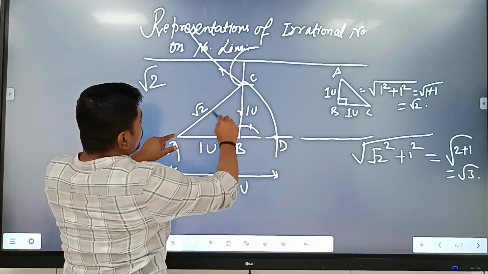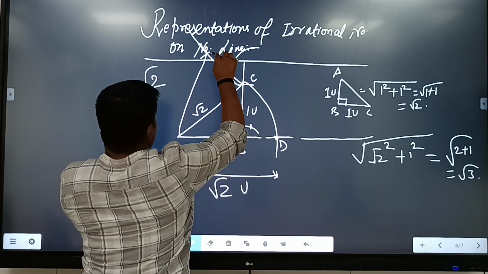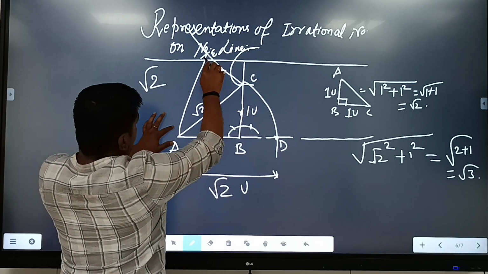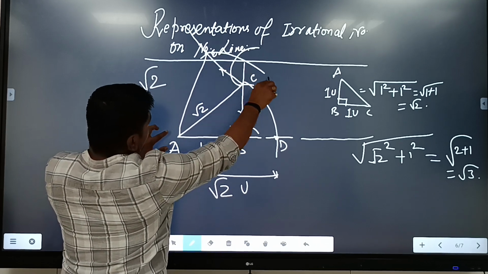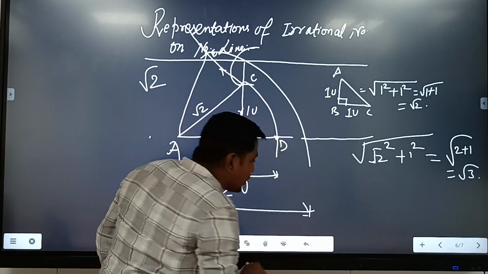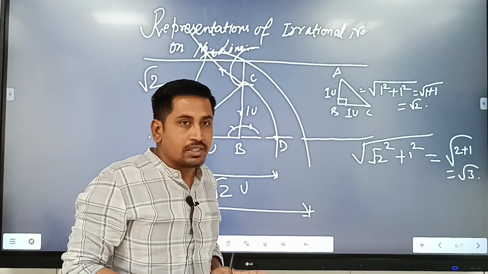Now this is root 2 and take an arc of 1 unit and join it. Okay, so this is point E. Fine, I have marked it as point E. Now take an arc AE and draw it over here. Now this is root 3 units. Like this way we can think upon the given irrational numbers and we can represent them.